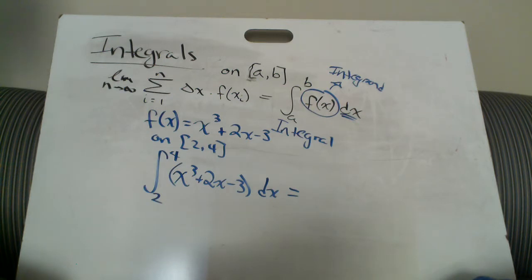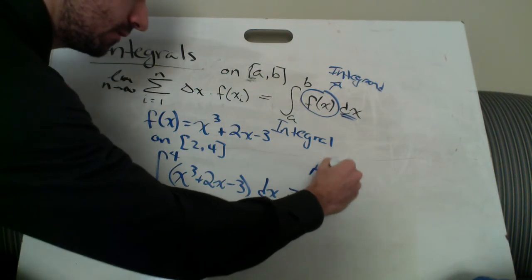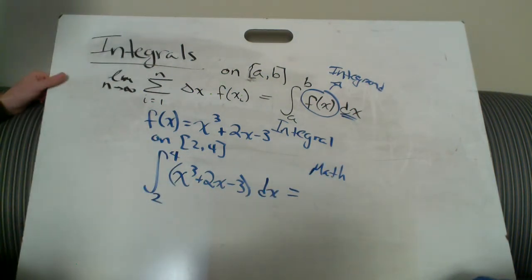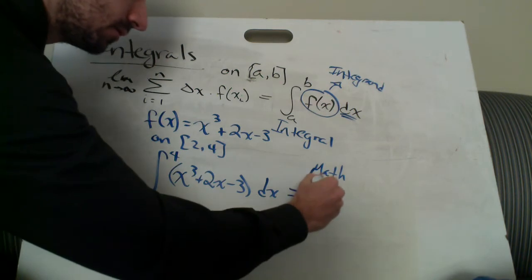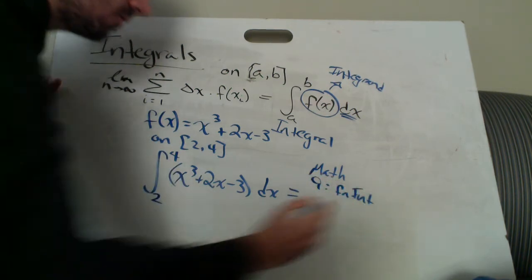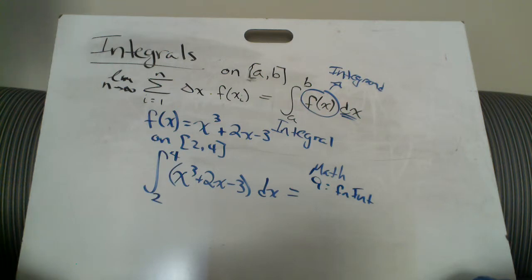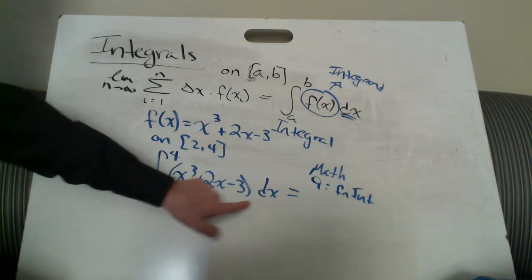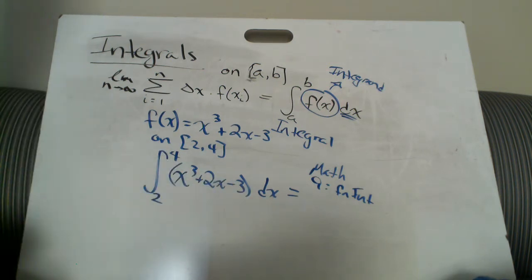So on my calculator, if I press the math button, and then I press number 9, which says fnInt, your calculator screen should display a blank integral. Okay. All you need to do is plug in your bounds, your integrand, and an x right here to tell it what you're integrating with respect to, and your calculator will output for you a numerical value. So take a minute, try that, see how it goes.